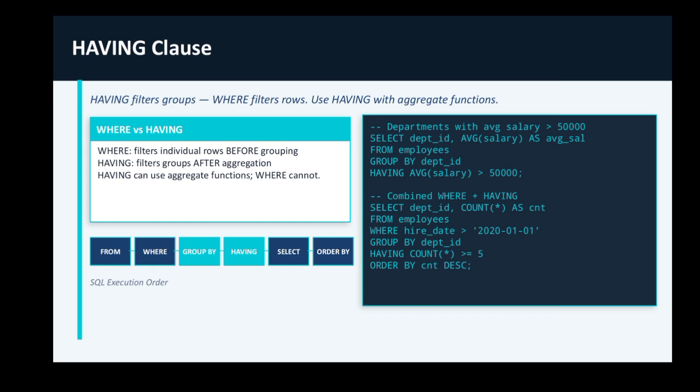The example here demonstrates both. Where first narrows down the employees hired after 2020, then group by aggregates by department, and having further filters to only departments with 5 or more such employees. This is a pattern we will commonly see in business reporting.